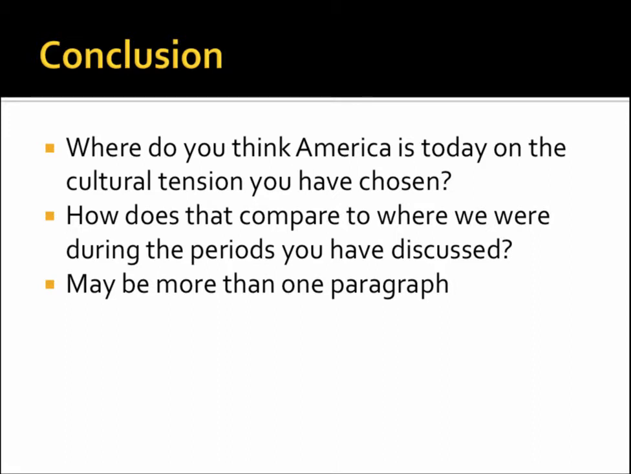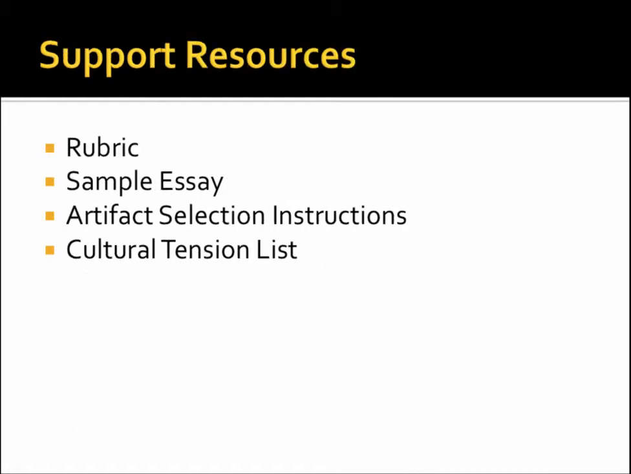You'll wrap things up with a conclusion that asks you to answer 2 questions. Where do you think America is today on the cultural tension you've chosen? And how does that compare to where we were during the periods you've discussed? And these conclusions are often more than one paragraph. Sometimes people take a paragraph to answer each of those questions separately, so you have a 2-paragraph conclusion. And sometimes people answer both those questions in 1 paragraph. But it's an important part of the paper where you're really going to be thinking through your own ideas.